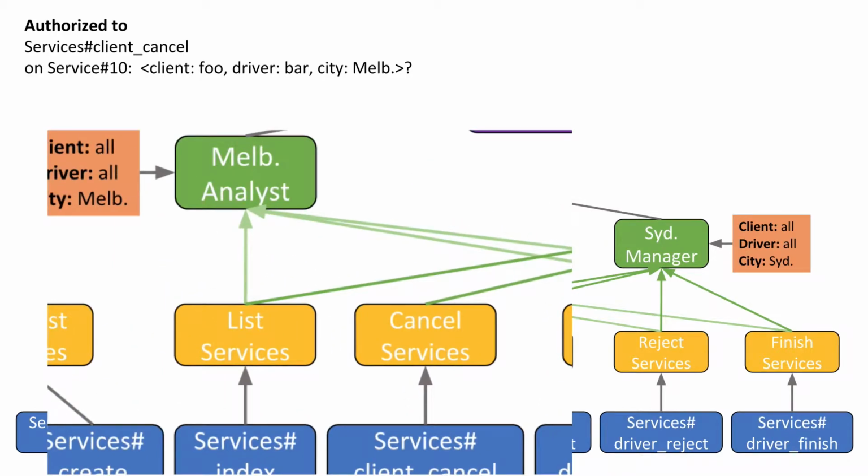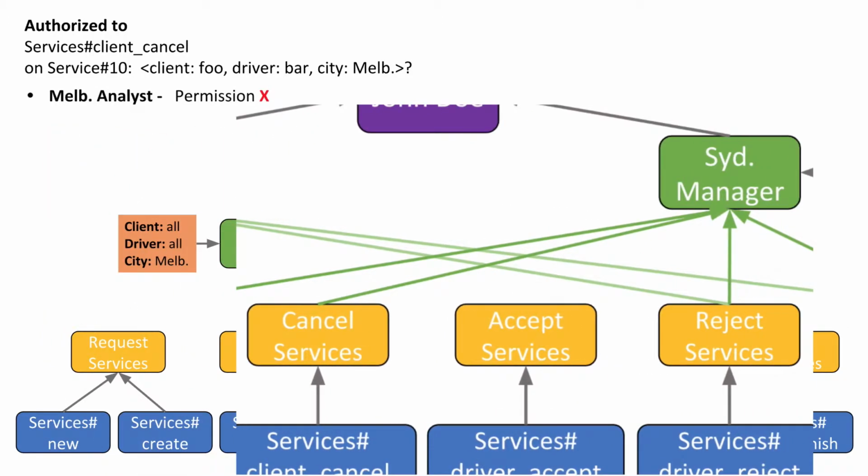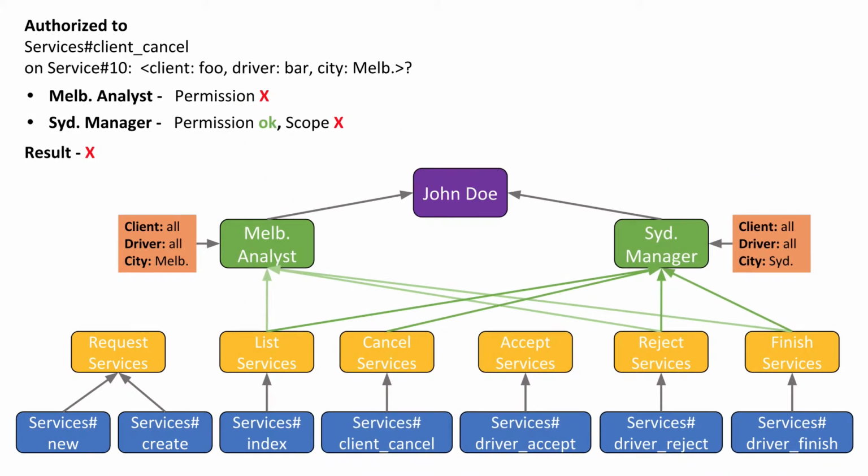Melbourne analysts do not have permission to cancel services, so we need to check the rest of the roles. Acting as a Sydney manager, he has the permission to cancel services but only on resources from Sydney. So the result is that John is not authorized to do that action. If John tried to cancel another service that belonged to Sydney, he would be able to do so through his Sydney manager role. The reason why we decided to create dedicated analyst and manager roles per city was to allow users to have different roles on different cities.